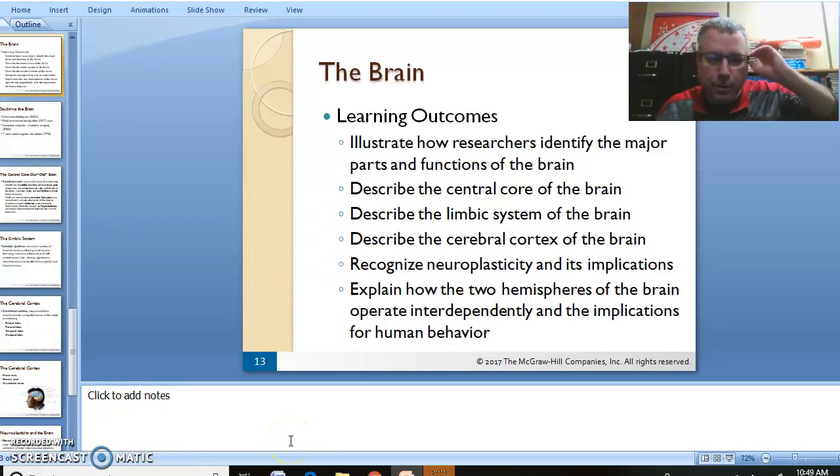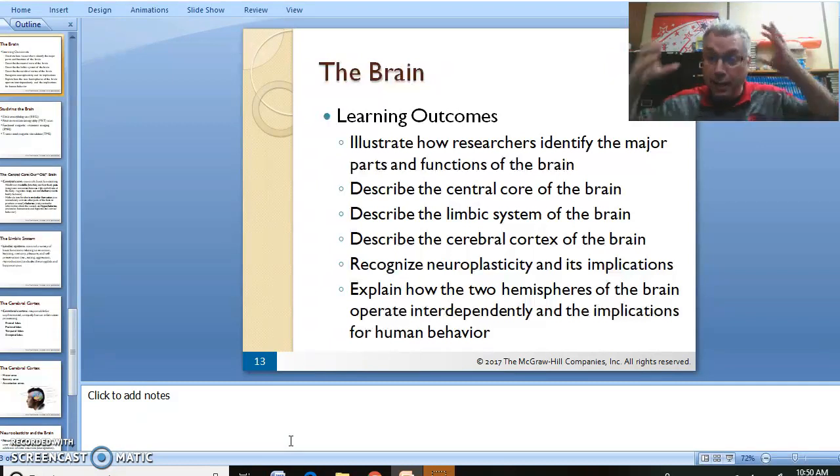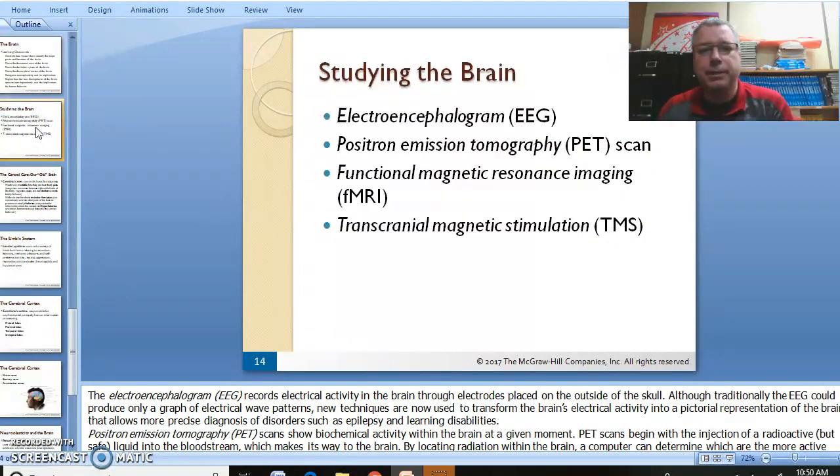Okay, so now we are going to learn some important parts of the brain and how we learn from the brain. So we're going to identify the major parts of the brain and their functions: the central core of the brain, or the hindbrain; the limbic system, which is the emotional part of the brain; the cerebral cortex, which is the information processing area of the brain; and neuroplasticity, being able to make new connections, and examine both hemispheres of the brain. So we're on 13.